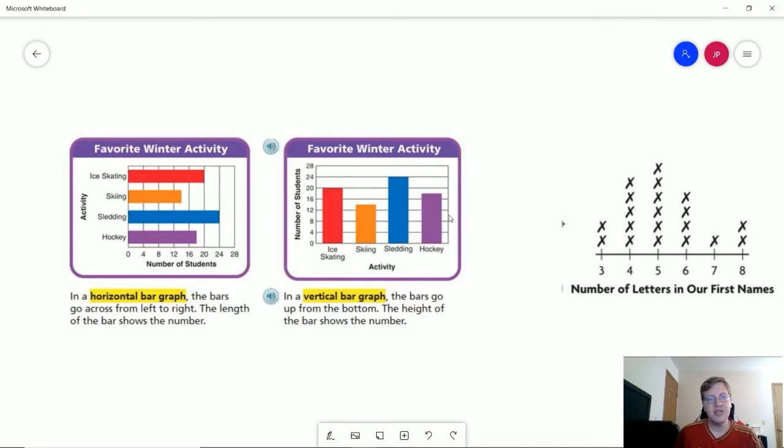We're going to add the same numbers on this side, but we would be reading vertically. So we would go up to get to that number.